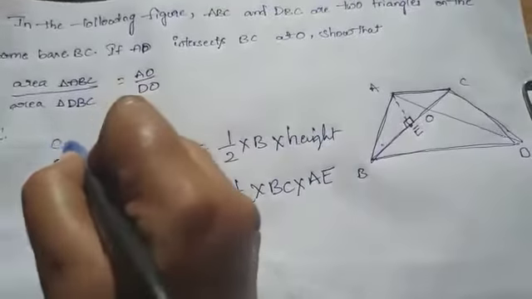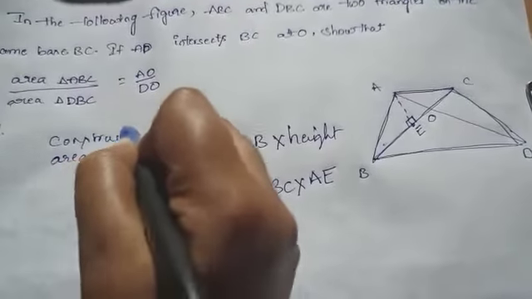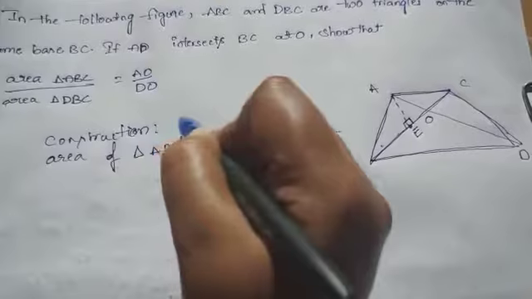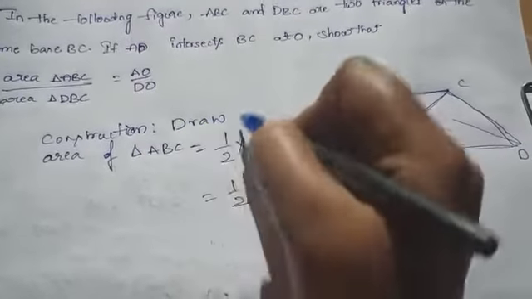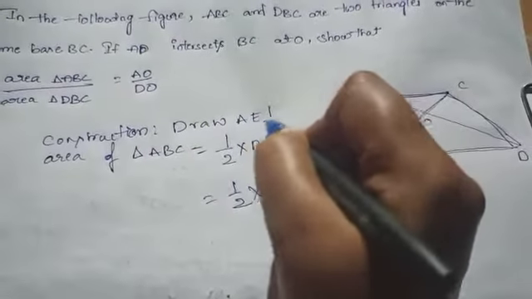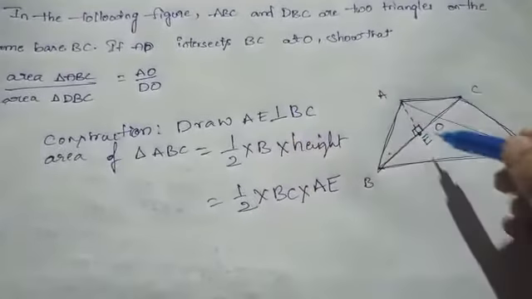Here, construction: draw AE perpendicular to BC.